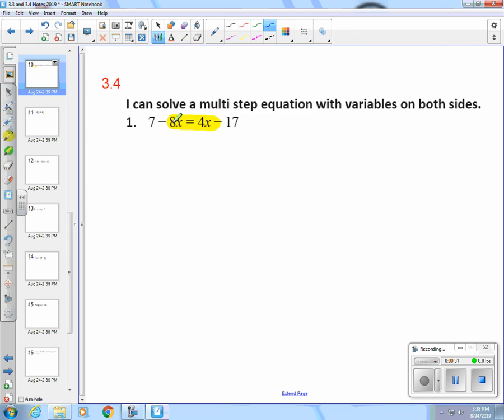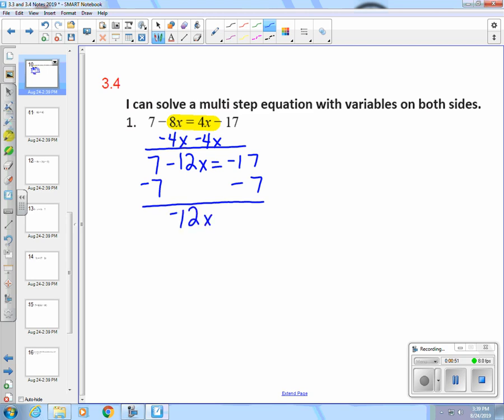So I'm going to subtract 4x on both sides first, so that I get 7 minus 12x equal to negative 17. And then I'm going to subtract 7 on both sides so that I move the constants together and have negative 12x equals a negative 24. Then I can divide by negative 12 on both sides and come up with x equal to a positive 2.